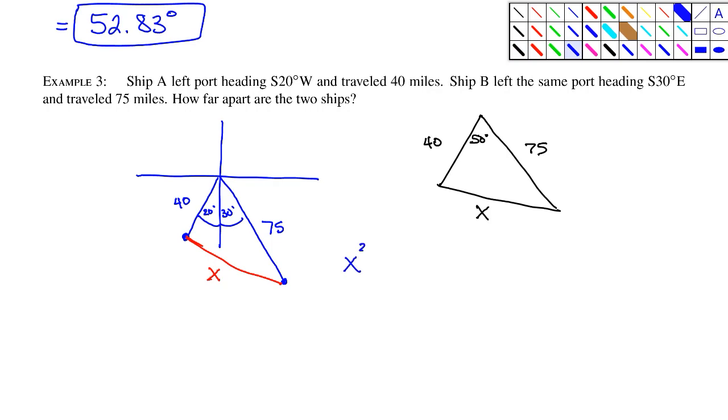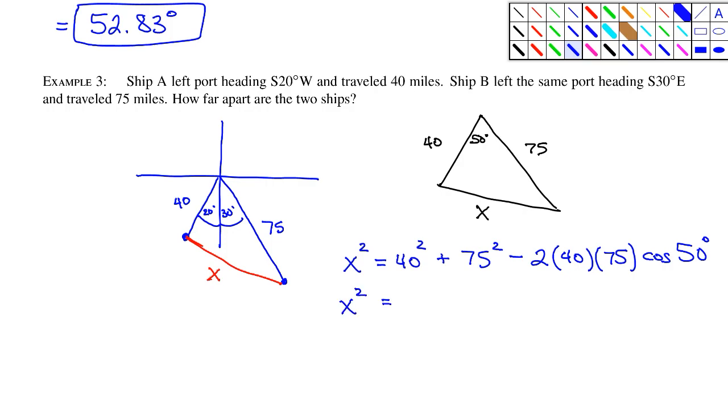So it's going to be x squared is equal to 40 squared plus 75 squared minus 2 times 40 times 75 times the cosine of 50 degrees. If you work out the right side, you get that x squared is equal to 68.27. Taking the square root, you get x is equal to 58.04.